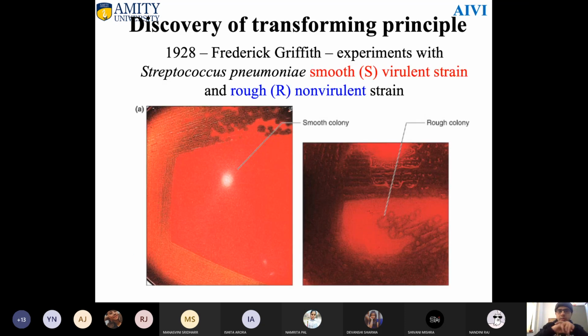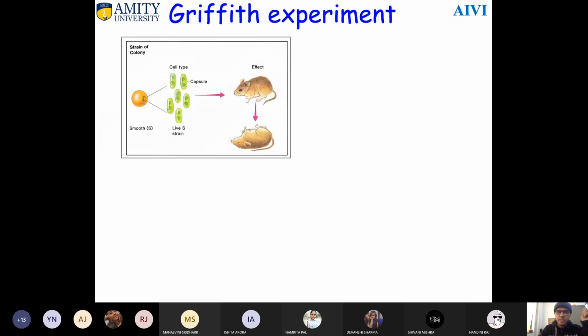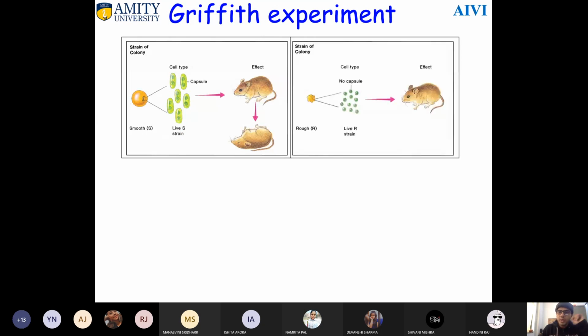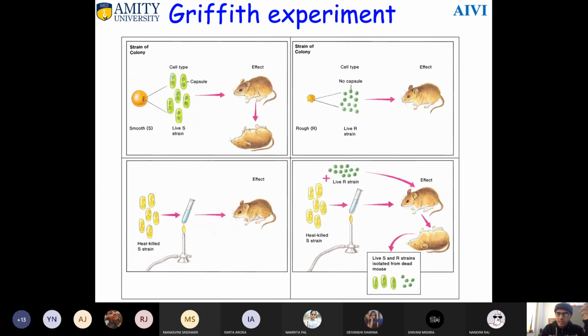So how did we come to this? This is the Griffith experiment with rough and smooth Streptococcus pneumoniae. Smooth is virulent and rough is non-virulent. So virulent can change to non-virulent. How is it going to happen? What is behind it? That is the Griffith experiment. He performed it in mice. He found that DNA is what makes the change between virulent and non-virulent, killing the mouse.